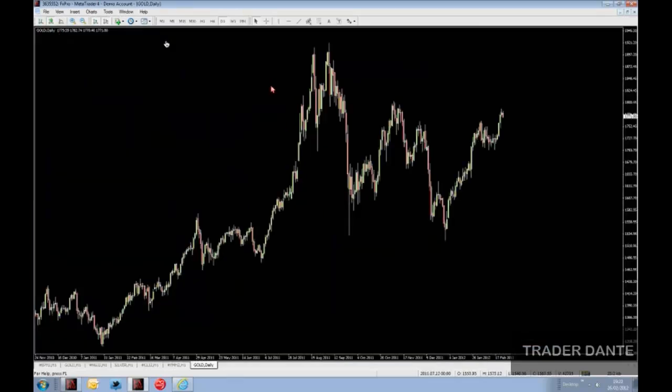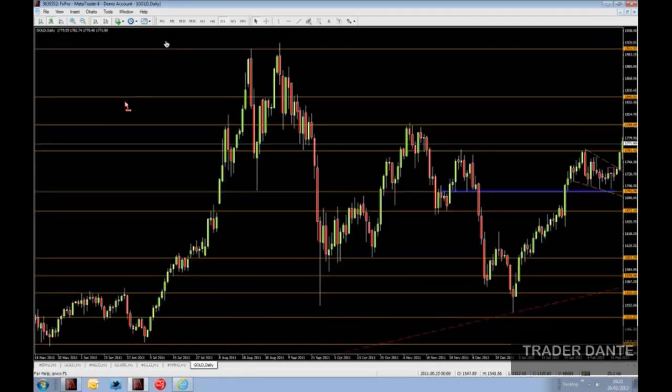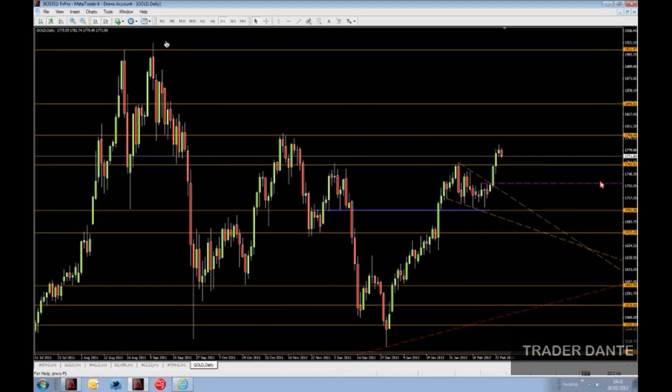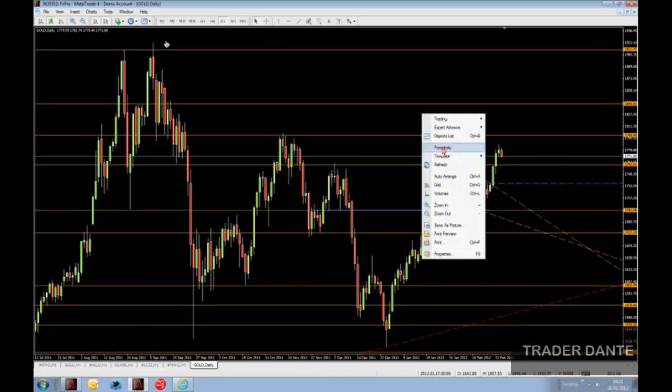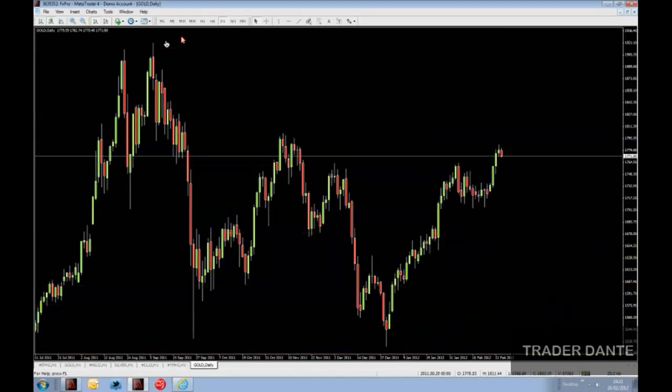You see what I can do? What I could do now as a cheat is I could right-click, go to template, and I could go to gold. And you'll notice I've got all my levels in play, well, from the last time I saved it. I've got my map there immediately. So let's get that on the screen.